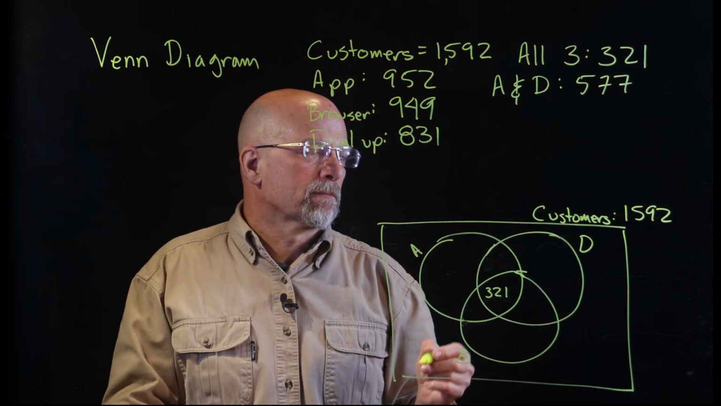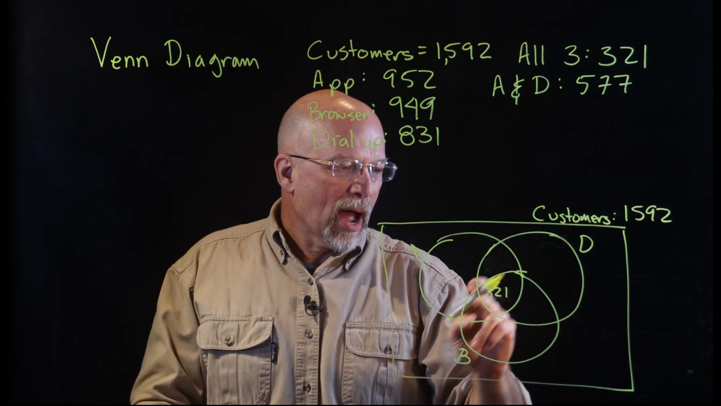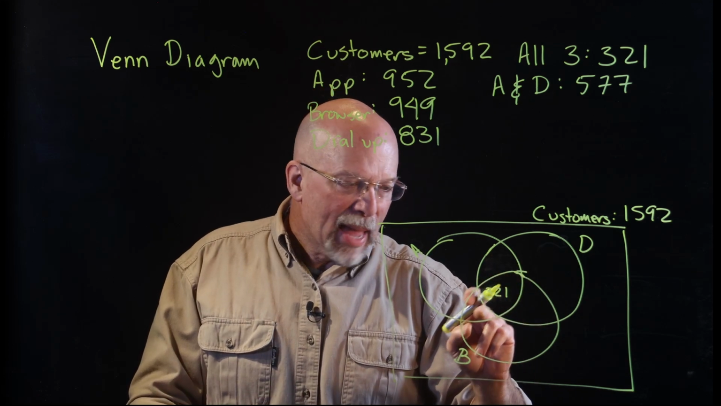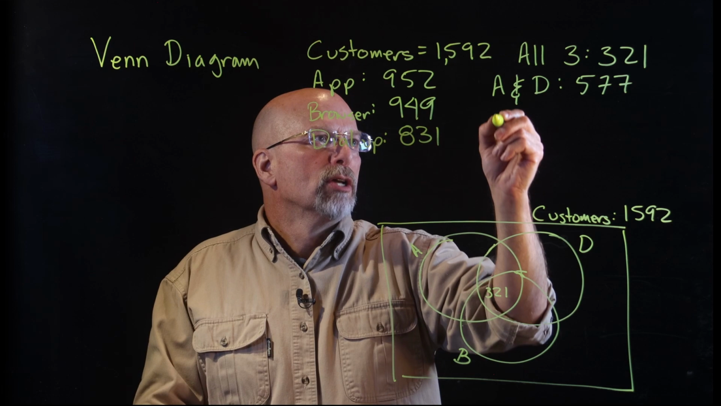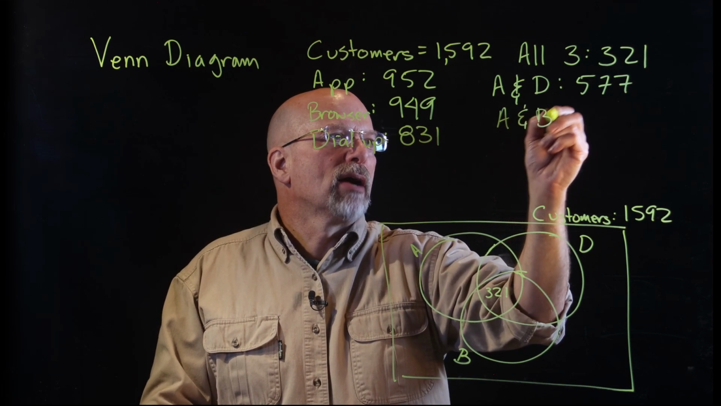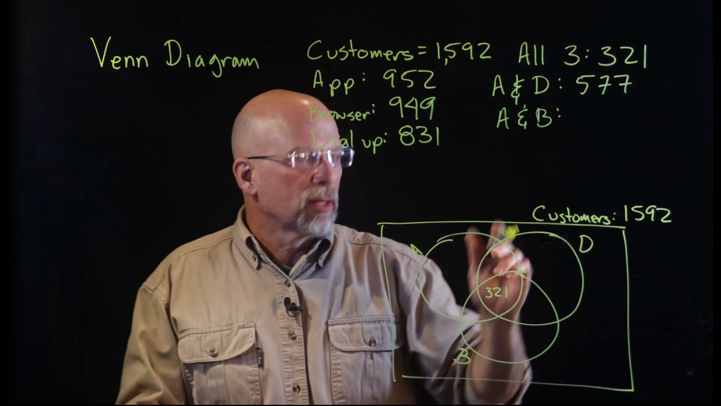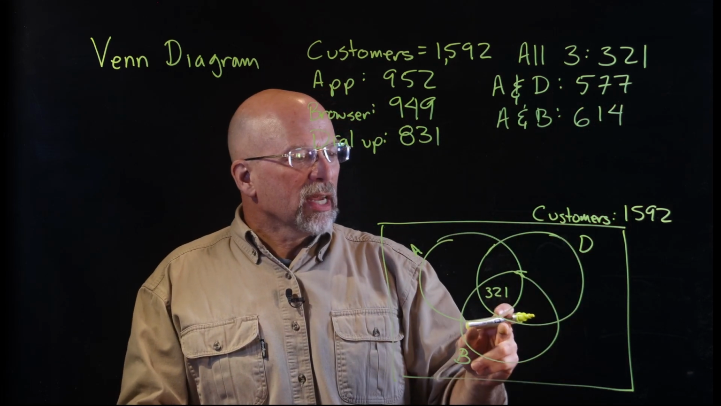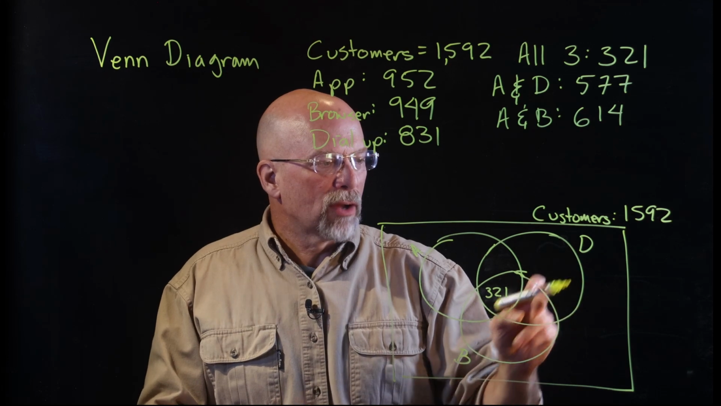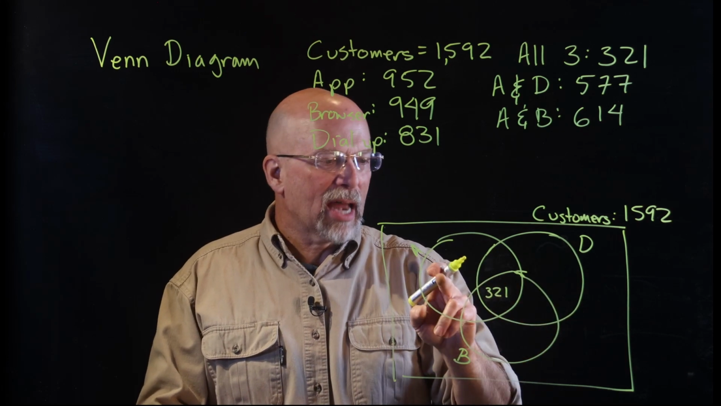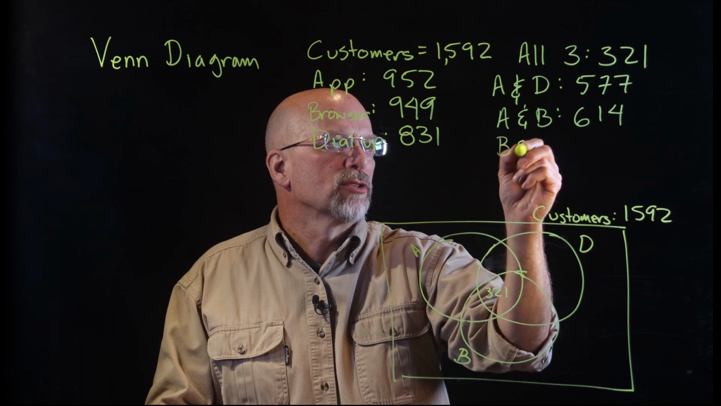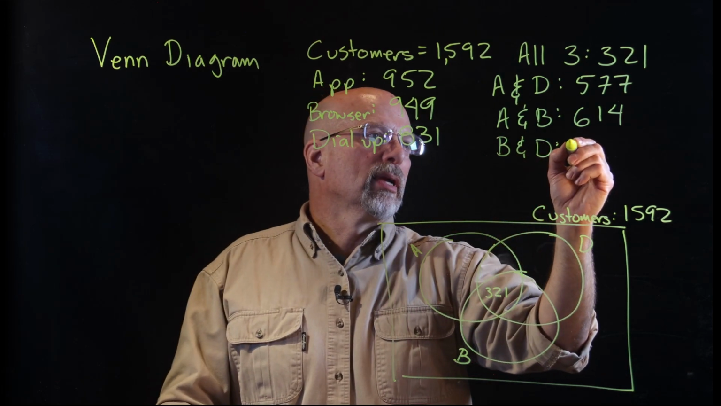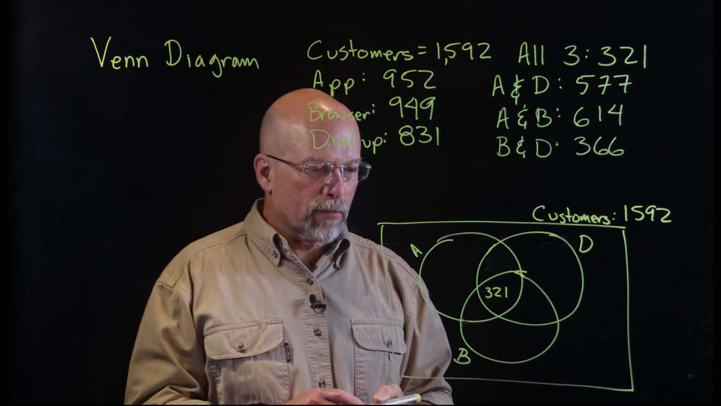And the ones that have used the application and the dial-up are 577. All right. We also know how many have used the application and the browser, but may or may not have used dial-up. So application and browser is 614. And then we know how many have used the browser and dial-up, but may or may not have used the application. So browser and dial-up would be 366.